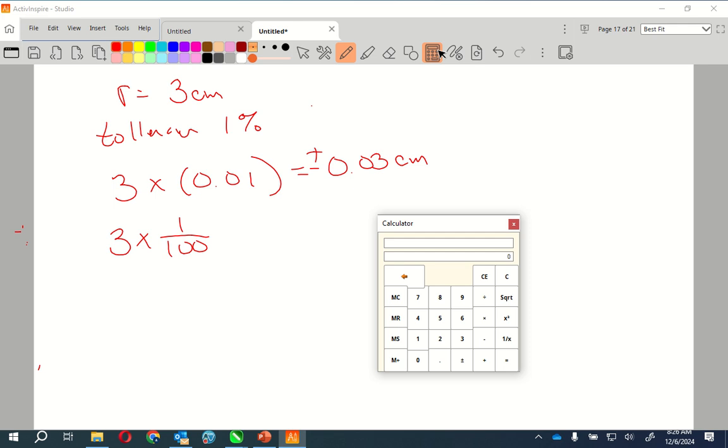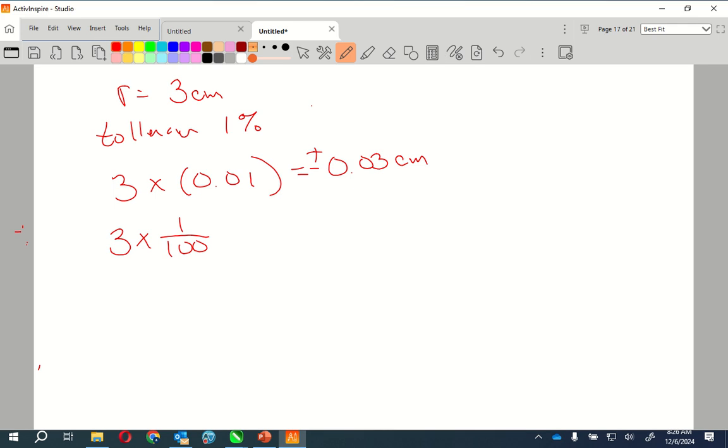Now I'm going to go through and I'm going to do my volume. I'm sorry, not my volume, my surface area. So my area, let me change colors. So area is equal to 4 pi r squared. So this is the area of a sphere. Area of a sphere.